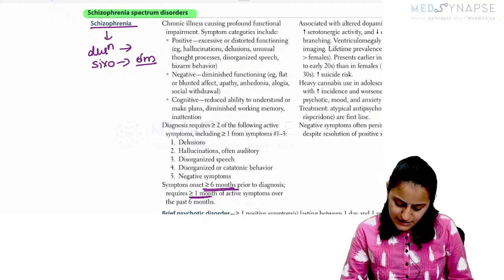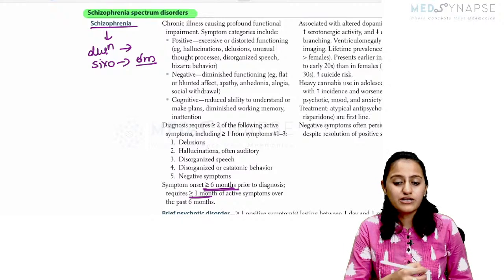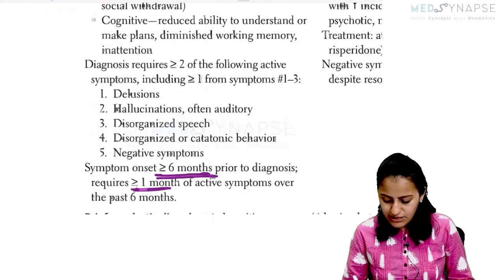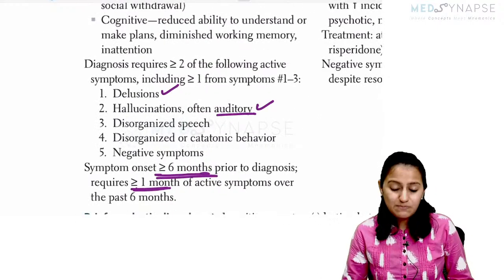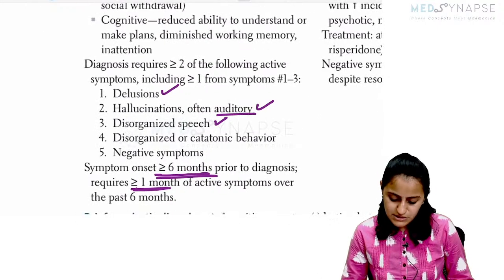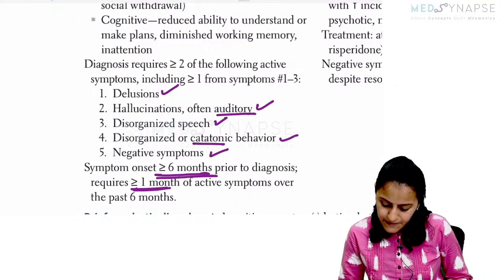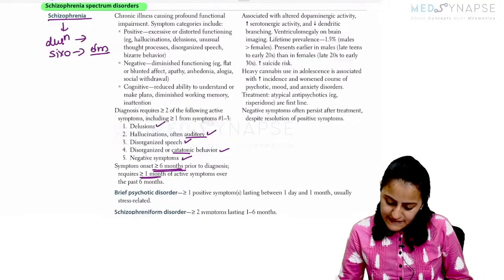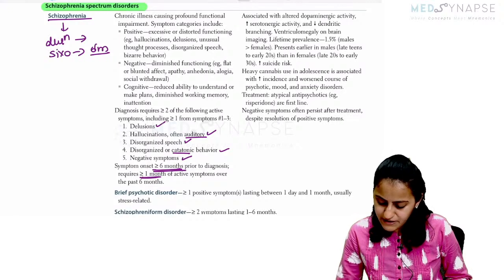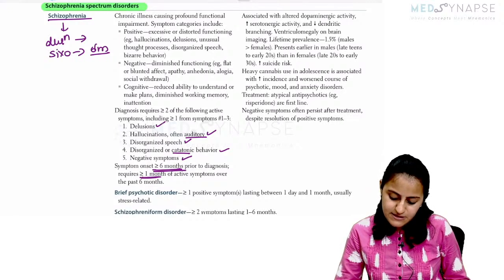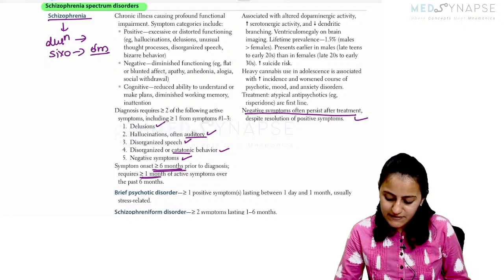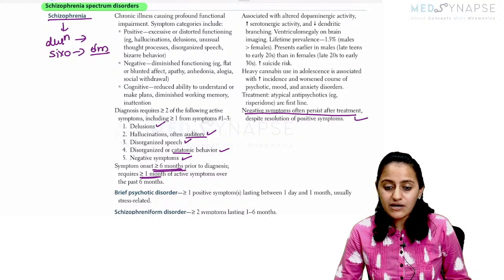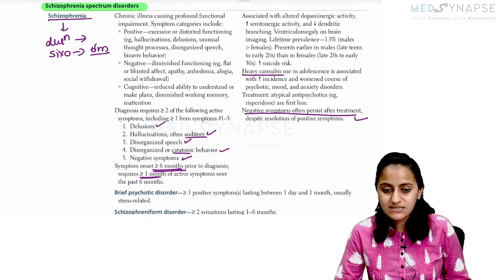What do you have there? Delusions, hallucinations, often auditory like in this patient, disorganized speech, disorganized or catatonic behavior, and the negative symptoms. Okay, clear with everyone? The negative symptoms are more difficult to treat. The positive symptoms are comparatively easy to treat. Heavy cannabis use in adolescents increases the risk here.